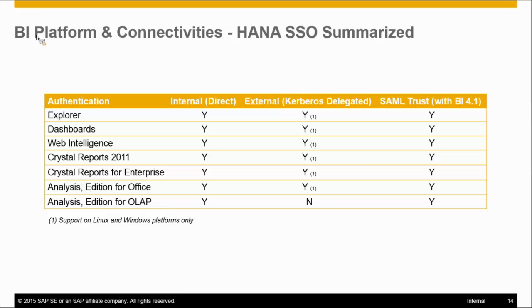Then Analysis Edition for Office is a plugin that you install on Excel. And then Analysis Edition for OLAP allows you to connect to any BW data source, and it's fully integrated within the BI platform. So for BW on OLAP, we don't support Kerberos at this point.